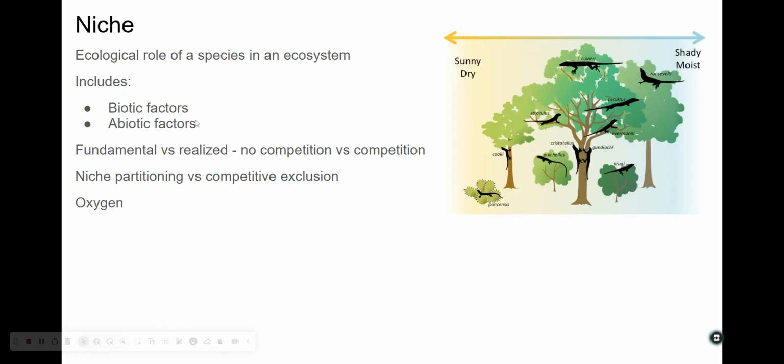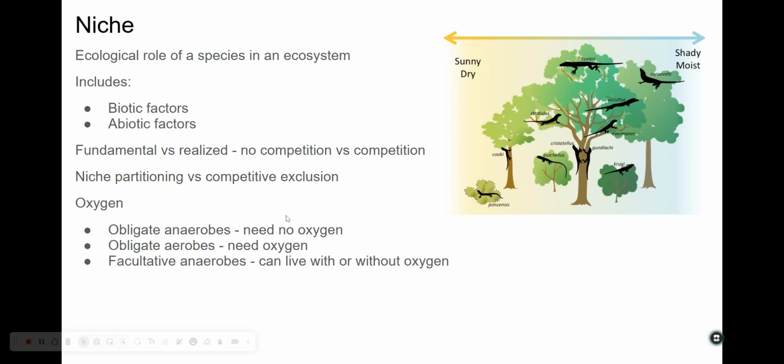Oxygen. One of the abiotic factors that can determine a species' role in an ecosystem is oxygen. We have three different kinds. We have our obligate anaerobes, meaning they cannot have oxygen. That's poor phrasing. It really is to say they cannot survive in oxygen, so they need no oxygen. Then we have our obligate aerobes, which need oxygen. And then our facultative anaerobes can live with or without oxygen. So they primarily prefer no oxygen, but they can survive in the presence of oxygen.